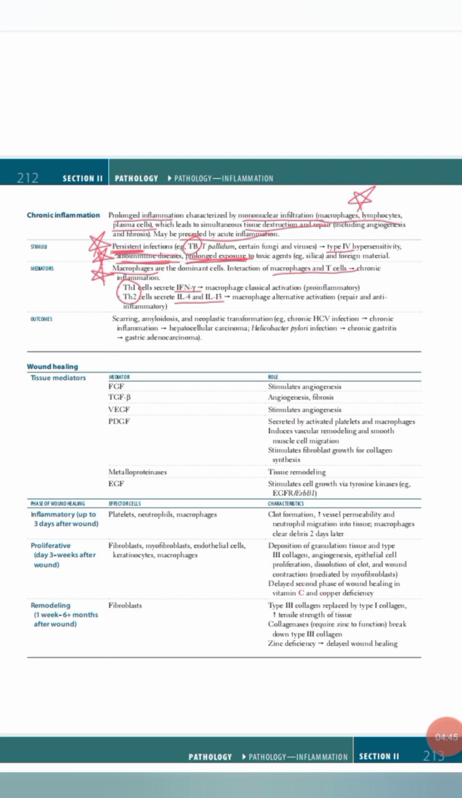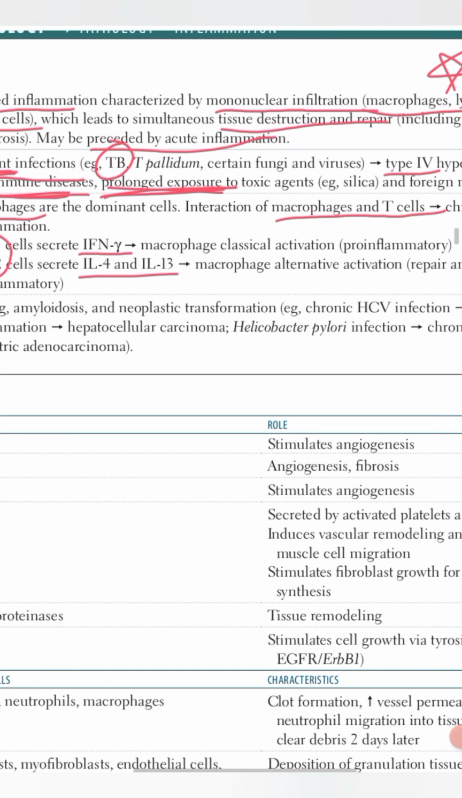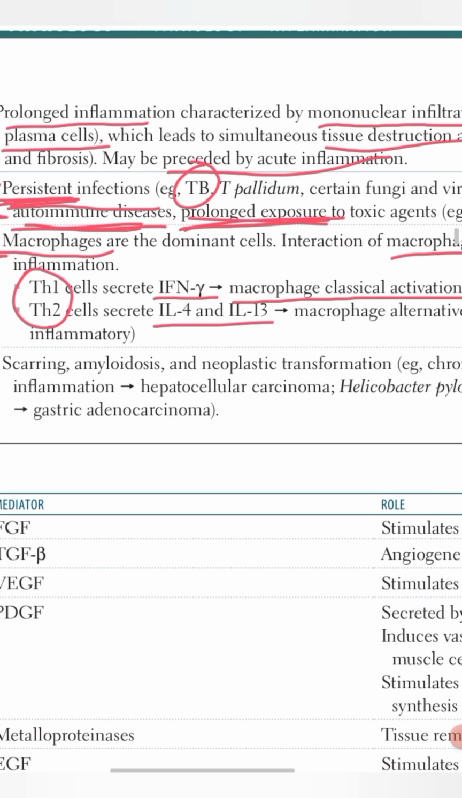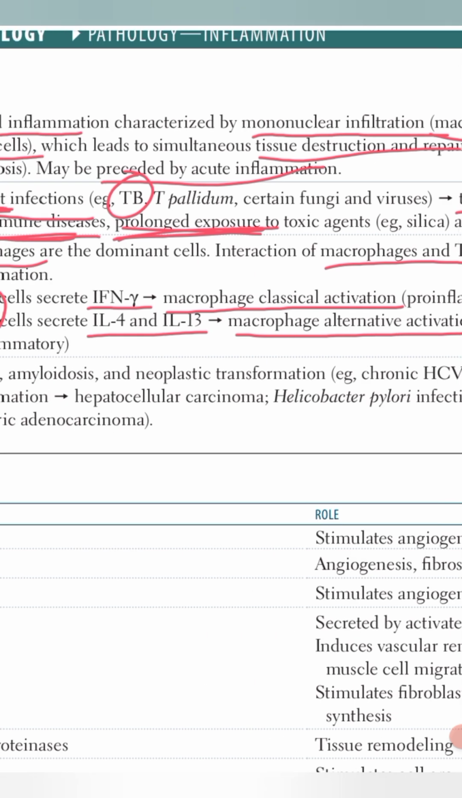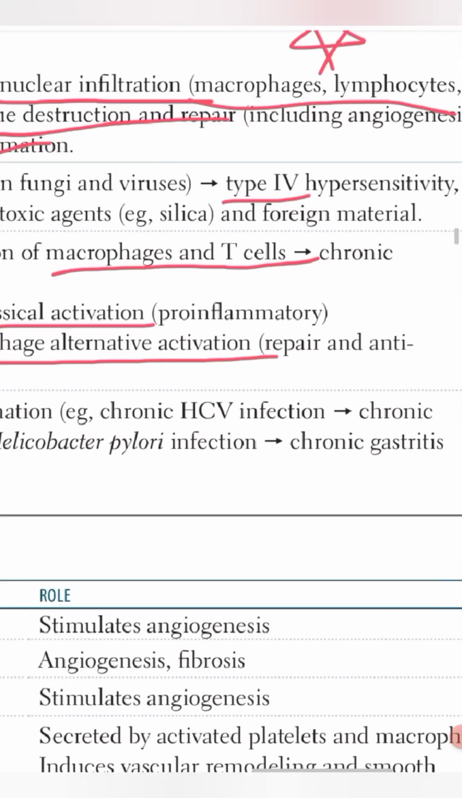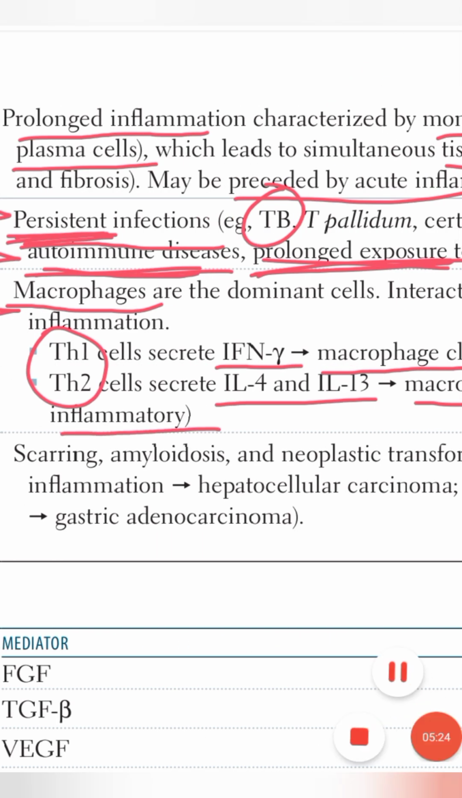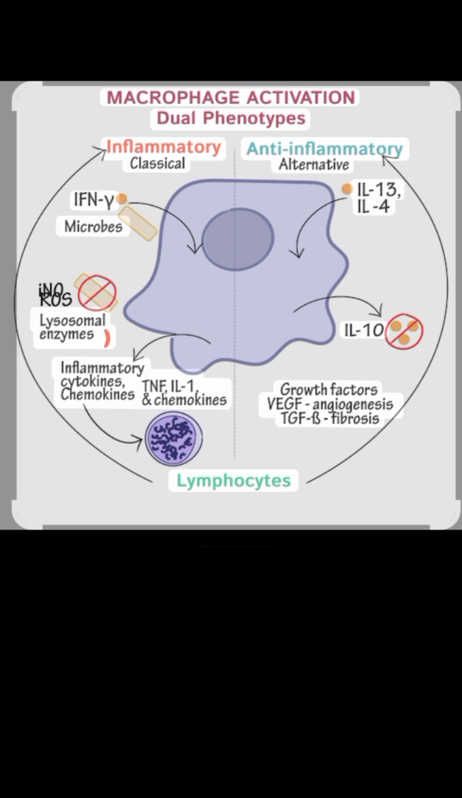Basically, there are two pathways. T helper 1 cells are involved in the macrophage classical pathway by secreting interferon gamma, and T helper 2 cells are involved in the macrophage alternative pathway, which is by secreting interleukin 4 and 13. Now the classical pathway is pro-inflammatory, while the alternative pathway is involved in repair, and it is anti-inflammatory. Here the two pathways are shown. The classical pathway is causing inflammation, while the alternative pathway is anti-inflammatory, and it is involved in the repair process.